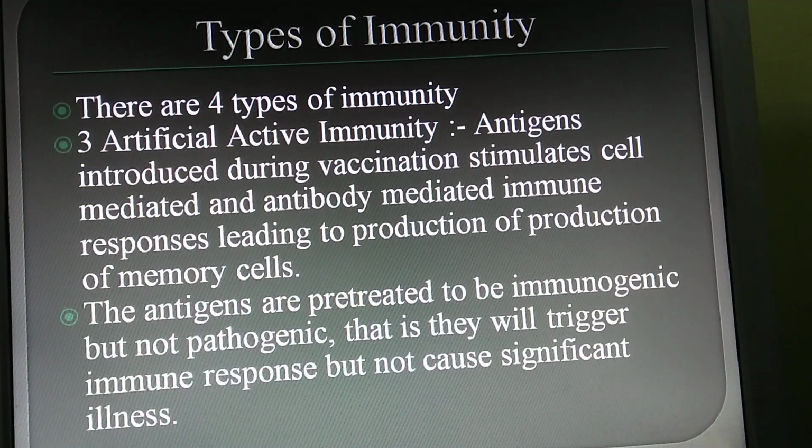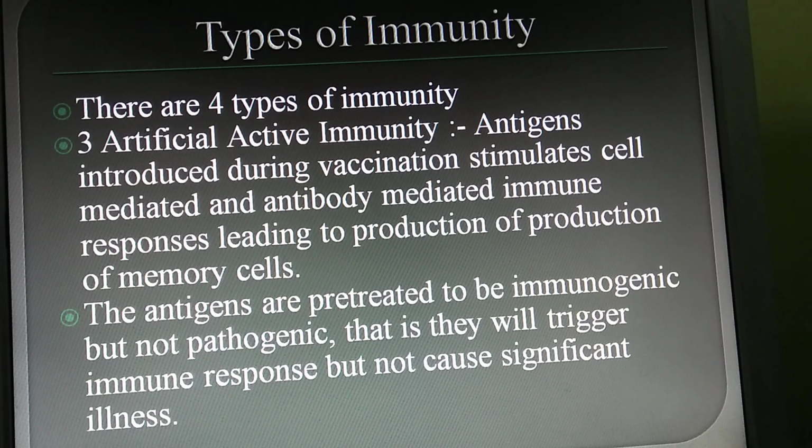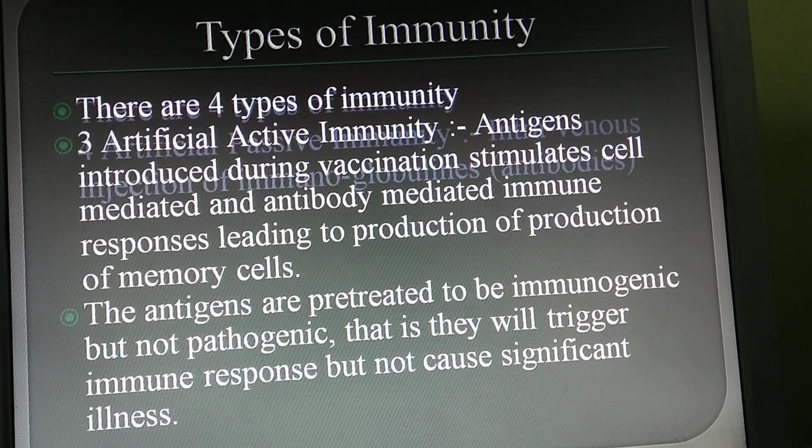Now artificially active immunity. Here we are doing something artificial. Antigen introduced during vaccination stimulates the cell-mediated and antibody-mediated immune responses, leading to the production of memory cells. The antigens are pre-treated to be immunogenic but not pathogenic. That is, they will trigger an immune response but not cause significant illness. This happens during all types of vaccinations like BCG, MMR, or poliovirus and all.